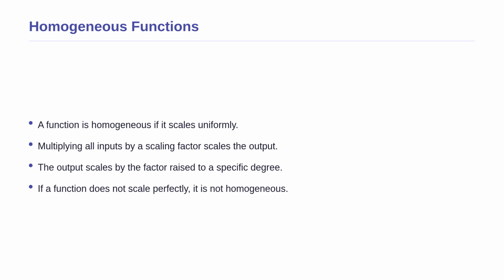A function is called homogeneous if whenever you multiply all of its input variables by a constant scaling factor, the entire function gets multiplied by that factor raised to a specific power. Think of a flat square. If you double its dimensions, its area increases by a factor of 4, which is 2 squared. That makes the area a homogeneous function of degree 2.